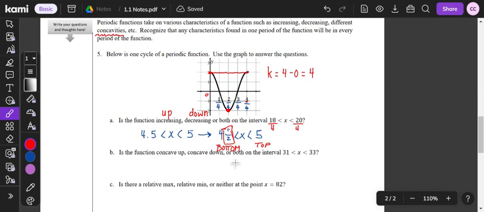Okay, and now all you have to think about is to get from the bottom to the top. Did you go up? Did you go down? Or did you do some combination? Well, to get from bottom to top, I must have gone up. So I could say that this is increasing.